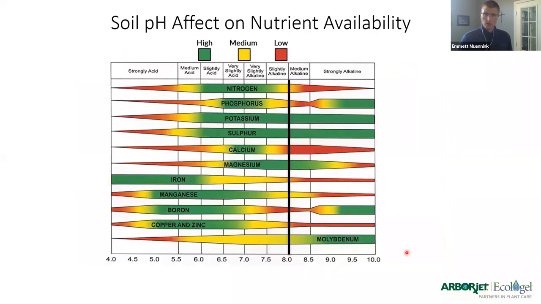So when we talk about chlorosis, we have to talk about the soil pH. If you can do one type of soil test or look at one thing and understand one thing about a soil test, look at the pH. That's going to dictate all the different nutrients that are available in the soil.